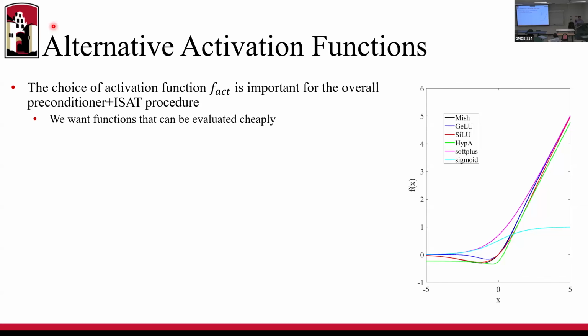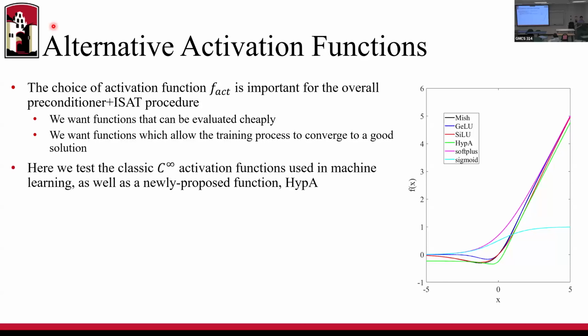So we want functions that can be evaluated cheaply. We also want functions which allow the training process to converge to a good solution. So here, we'll test pretty much all of the classic C infinity activation functions used in machine learning, as well as a newly proposed function, which unfortunately I had very high hopes for, but it turned out not to perform.